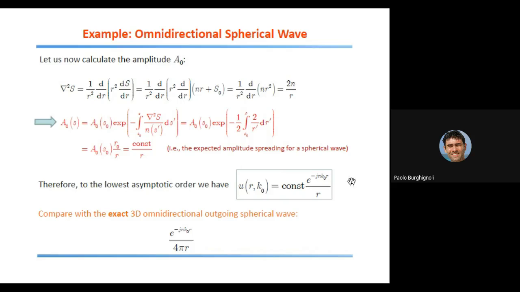Now, in this particular case, it turns out that the lowest order is also exact, because we know that the exact solution of the wave equation is nothing different but the 3-dimensional free space Green's function, which is the exponential divided by 4 pi r. And this is exactly what we have obtained from the ray optics approximation, which is in this case not an approximation, but it's exact.